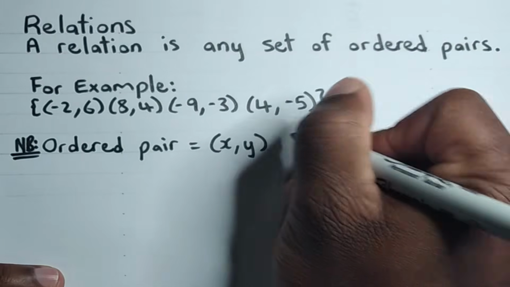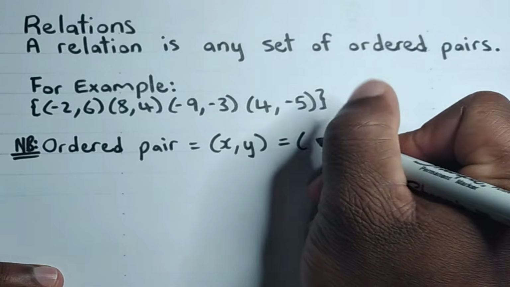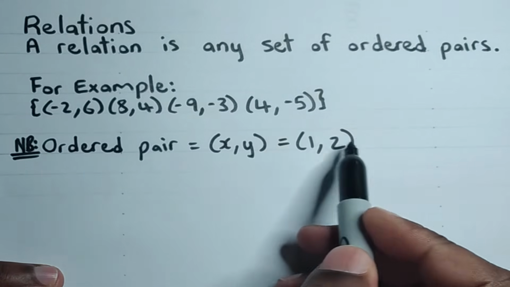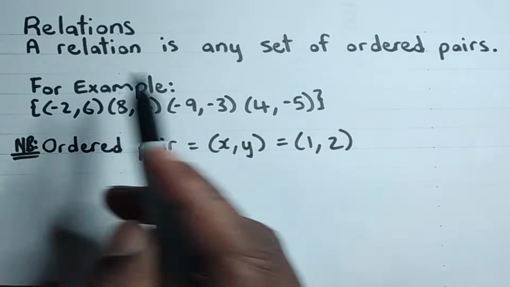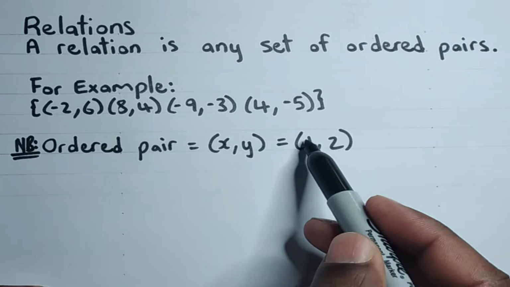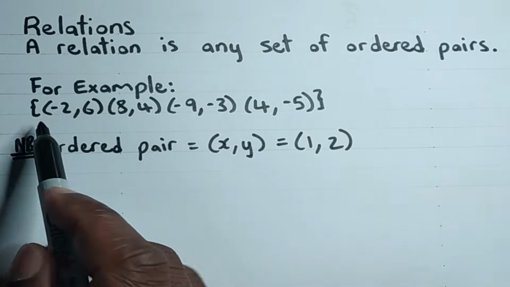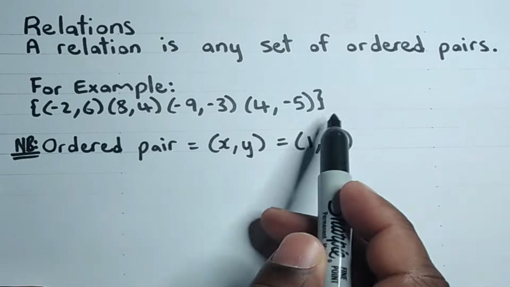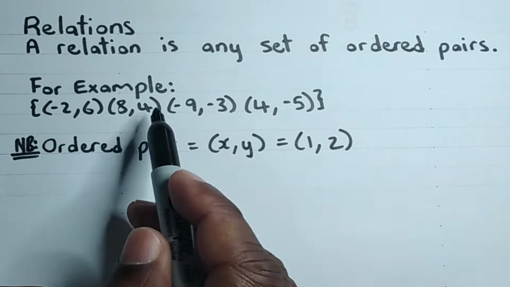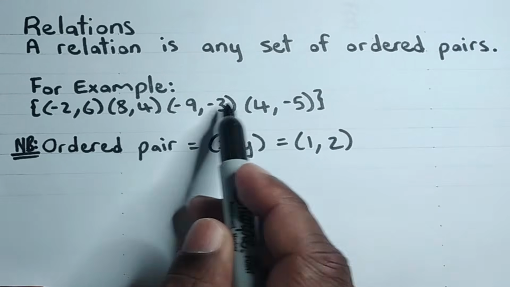We can also use some numbers here. If we have 1, 2, this is an ordered pair. All a relation is, is a set of ordered pairs. So we have a group of these things, as you can see here, and we have a set notation to demonstrate that. We have 4 ordered pairs in this particular set.